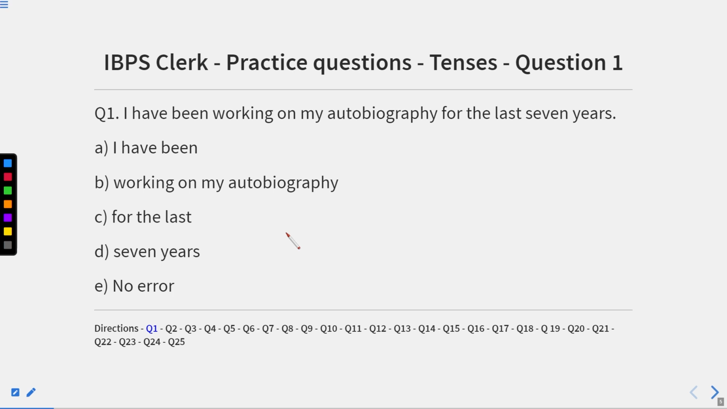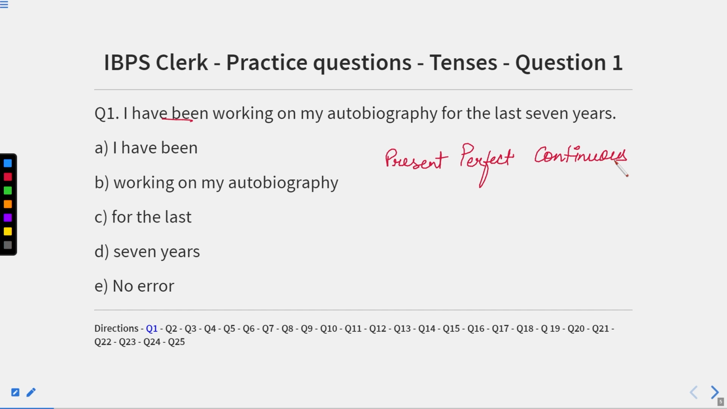Now this is question number 1. As you can see over here, I have been working on my autobiography for the last 7 years. Now if we see the sentence, this is present perfect continuous. We know that this is present perfect continuous tense. And if this sentence is present perfect continuous, we first of all try to think what type of sentences are present perfect continuous sentences.